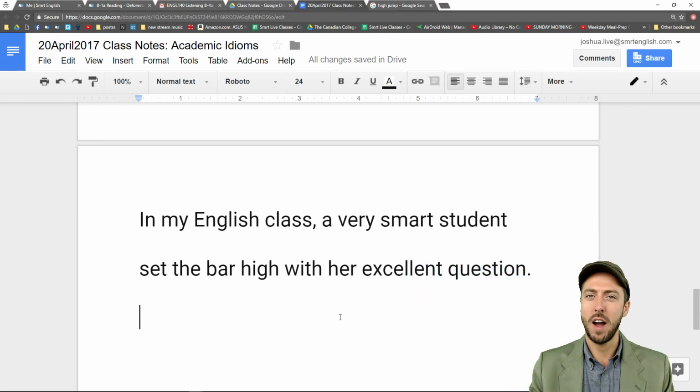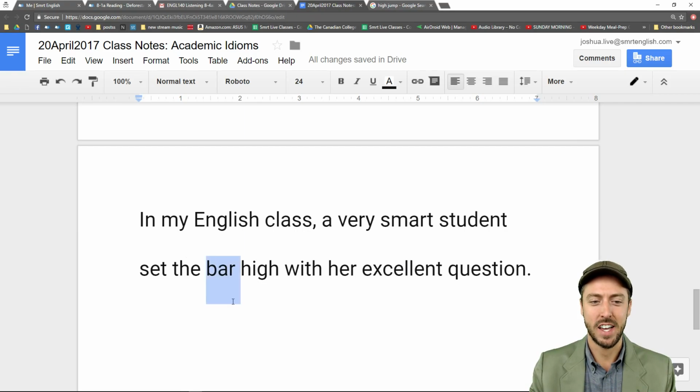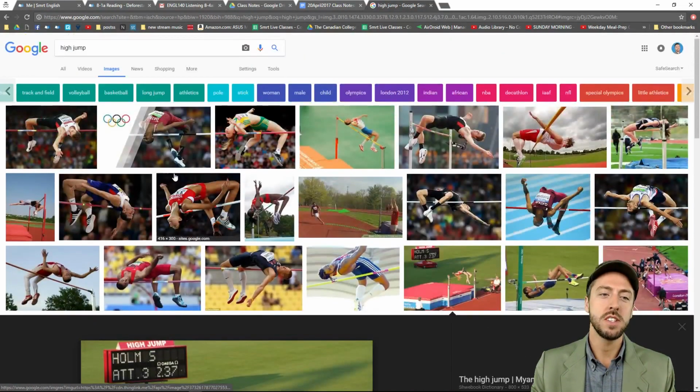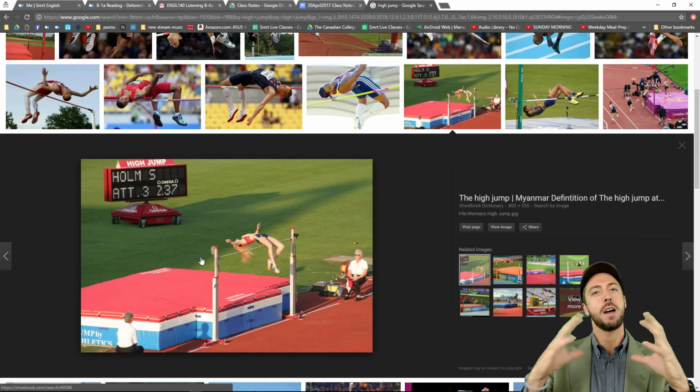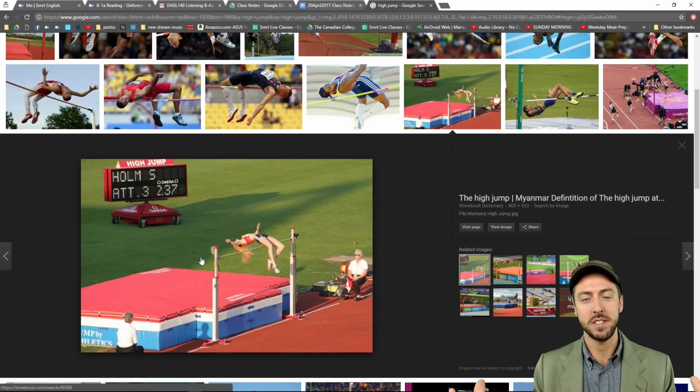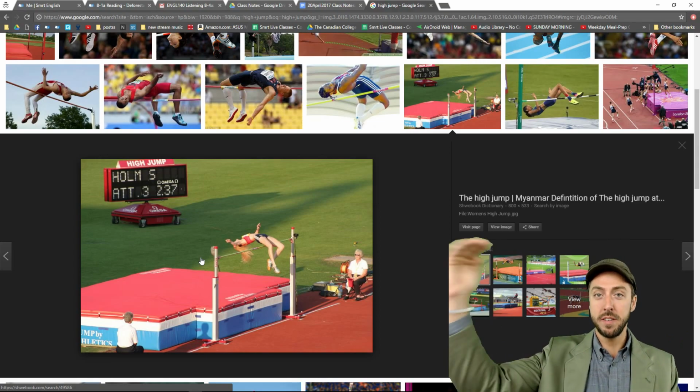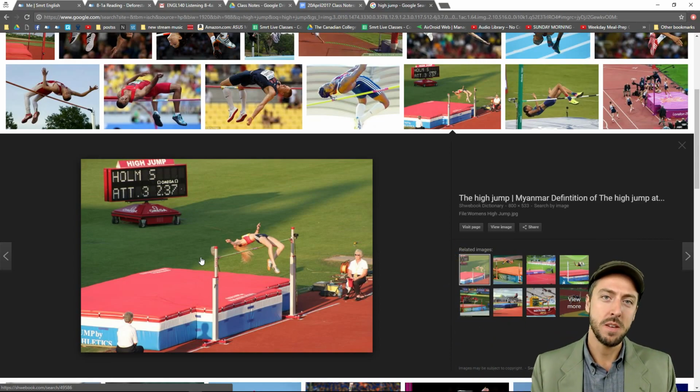So you might say, well, why is there a bar in this English class? There's not. This is a figure of speech. This is an idiom. Set the bar high. So you can see from the high jump here, if the student is setting the bar high, they are creating an atmosphere, an environment where it will be difficult. That is what the idiom means.